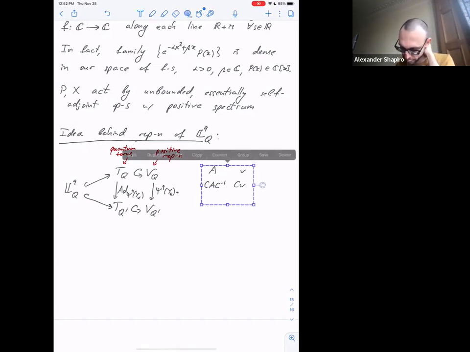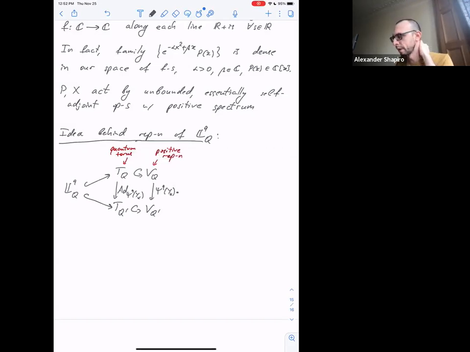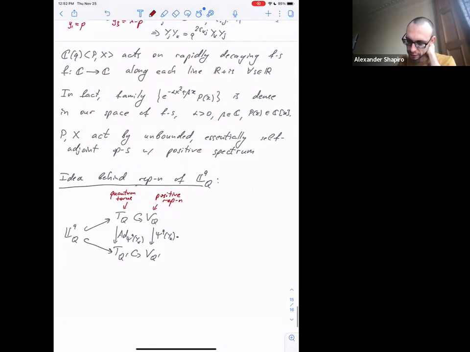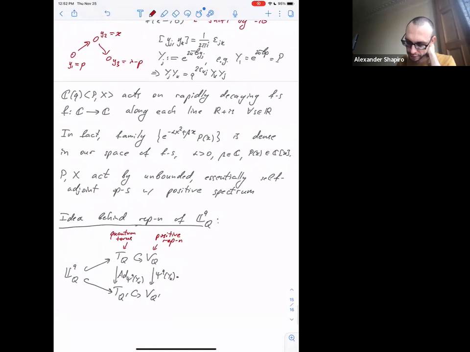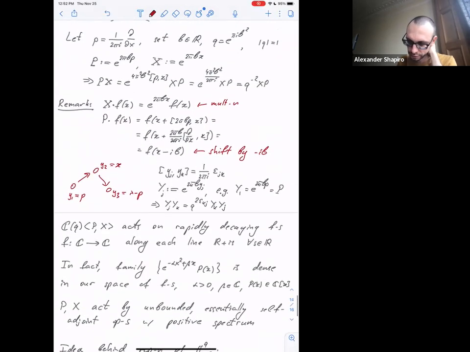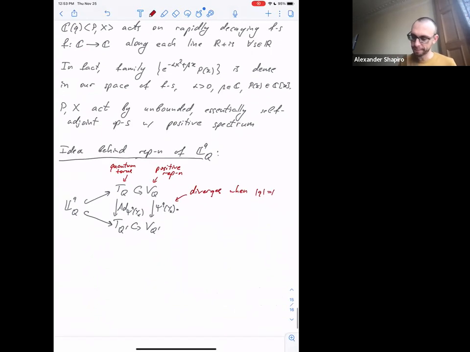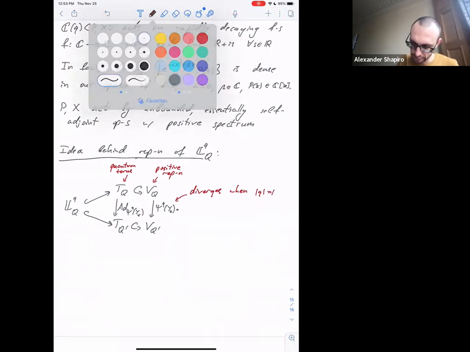But that's a problem really, because when we're constructing these representations, we set Q to be on the unit circle. And if Q is on the unit circle and we honestly write the series for this function, we will see that this thing actually diverges when Q is on the unit circle. But luckily, there's a way out.